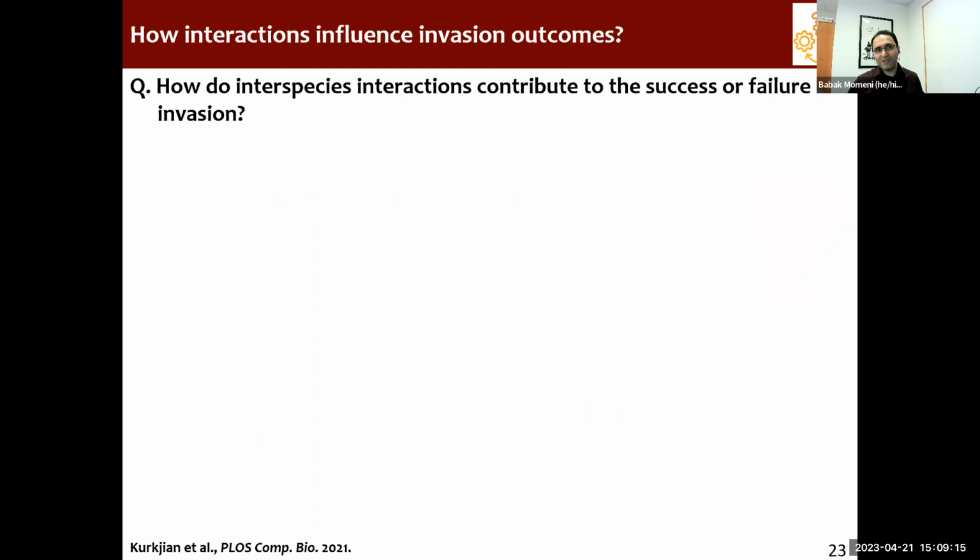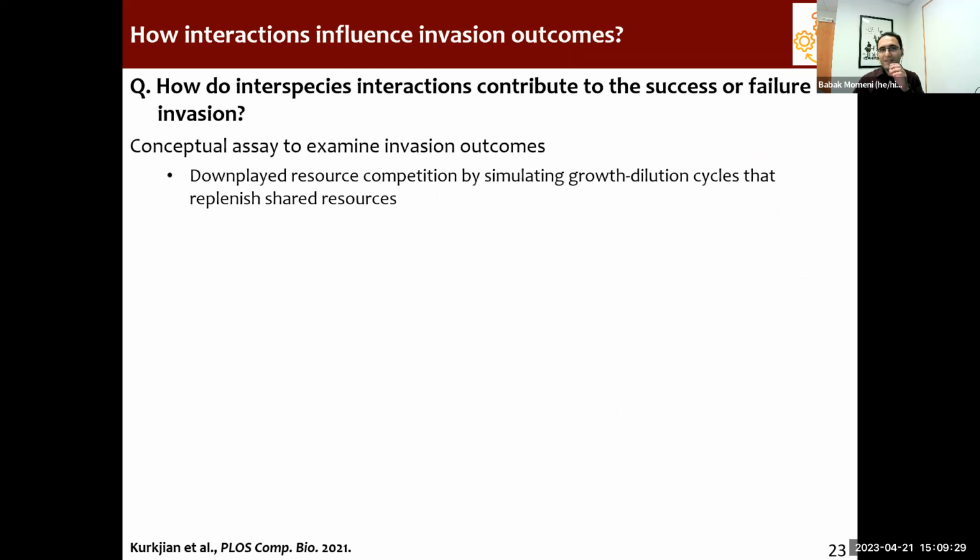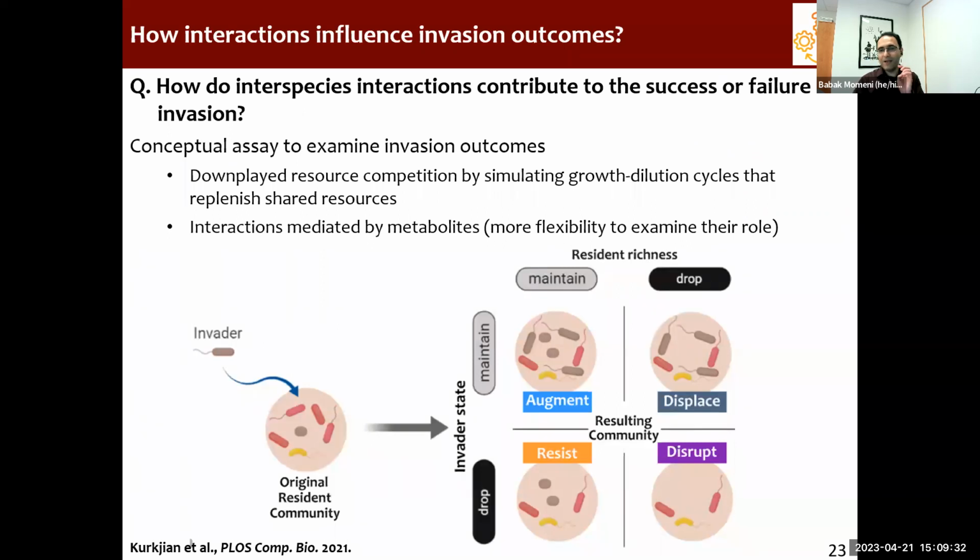To begin with, we started this theoretical investigation of asking how interactions between the species could contribute to the success or failure of invasion. To do that, we built a theoretical assay and a corresponding model in which we made certain decisions about the assumptions. One of those assumptions is that we reduce the effect of resource competition by simulating the situation that cells are going through cycles of growth and dilution.